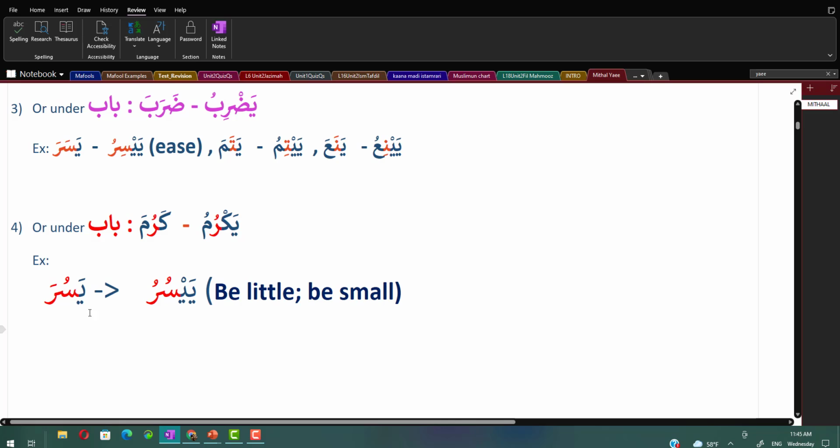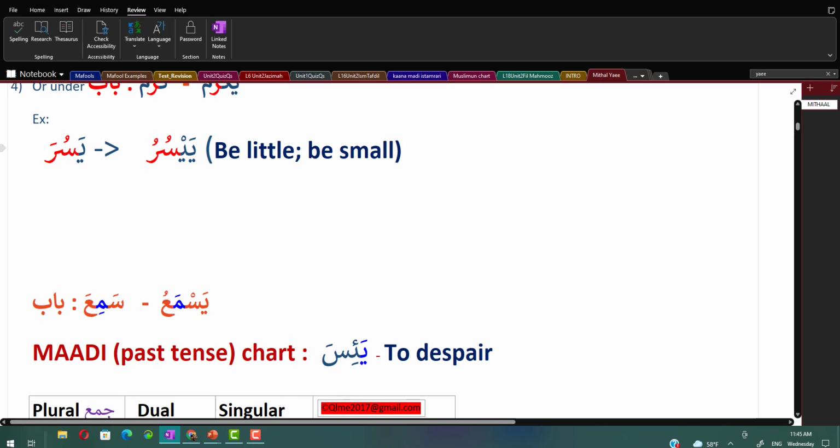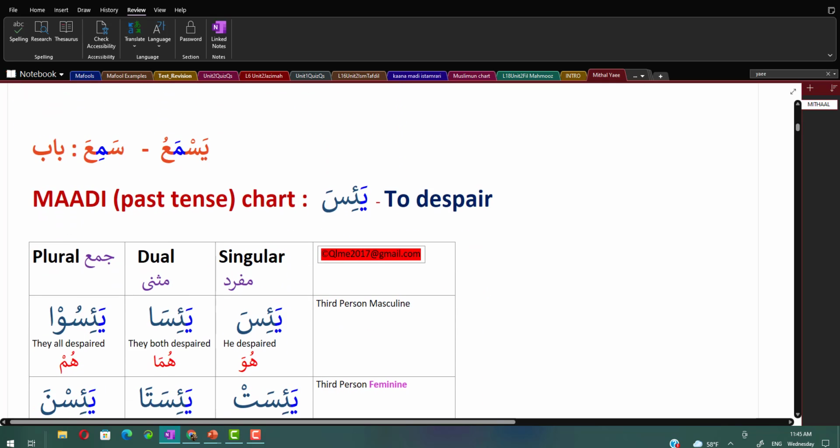Or it can come under bab karuma, yakrumu. An example is yasura, yaisuru. Notice that both yasara and yasura have the same root letters ya, sin and ra. Now, since they come under different families, yasira or yasara, yaisiru, the meaning is ease, and if it comes under bab karuma, yakrumu, yasura, yaisuru, the meaning changes. It is to be little or to be small. It happens with all the fi'l: when it comes in different families, the meanings change.